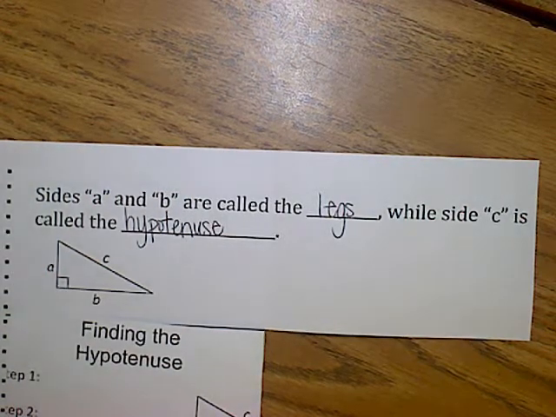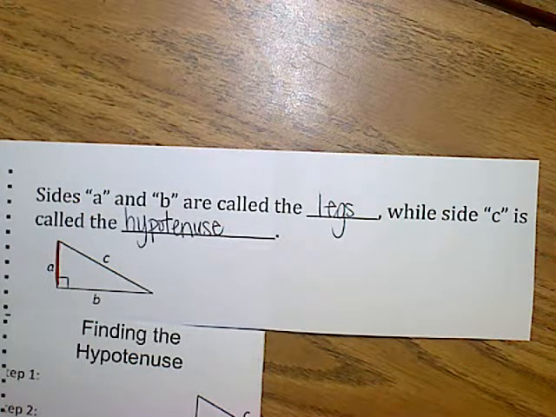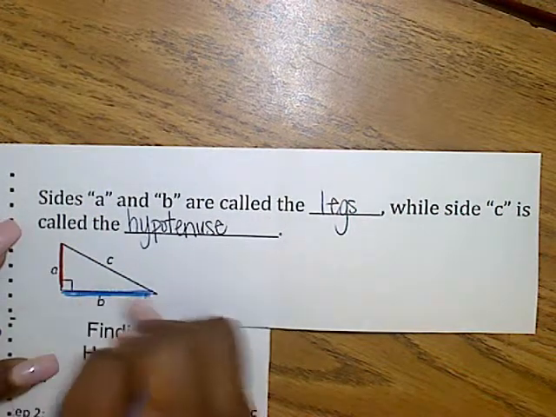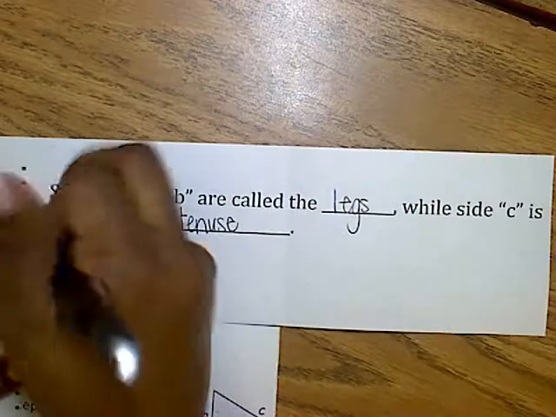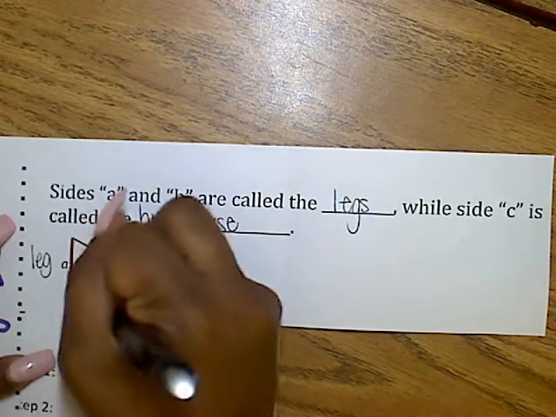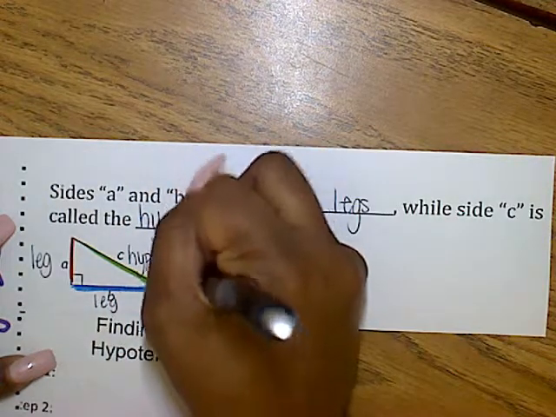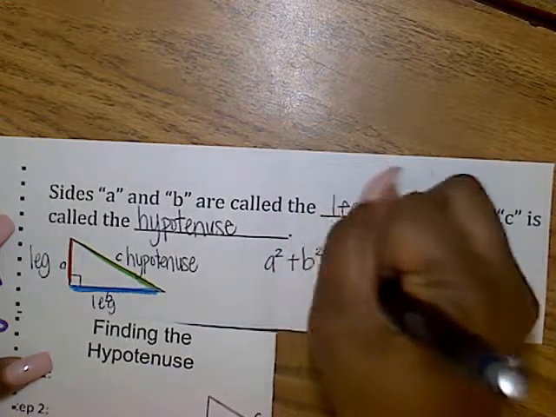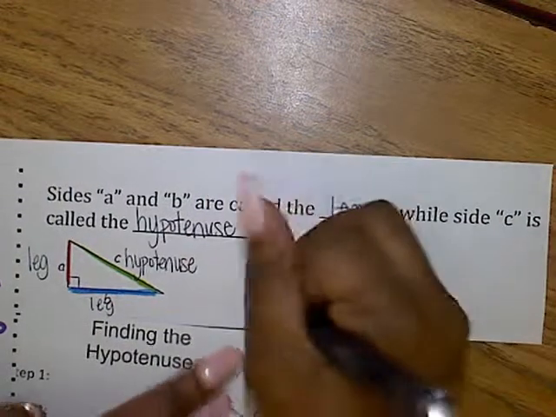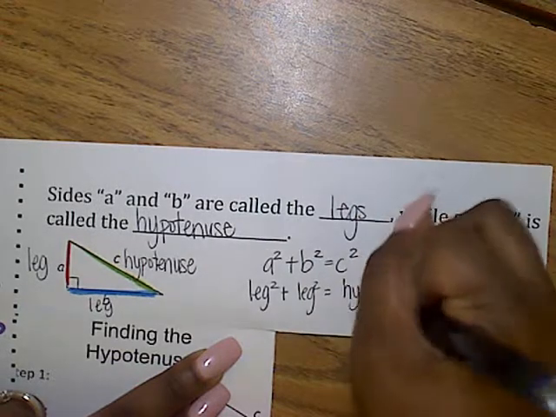So again, you have your side A, you have your side B, and you have your side C. So again, this is a leg, here is a leg, and here is your hypotenuse. And again, everything I write, you should be writing. So again, our formula is A squared plus B squared equals C squared. You could also write that it is leg squared plus leg squared equals hypotenuse squared.